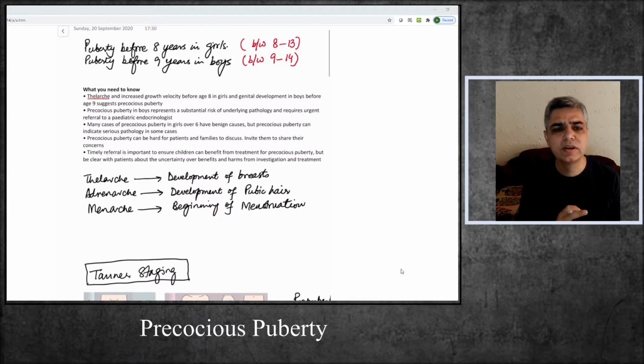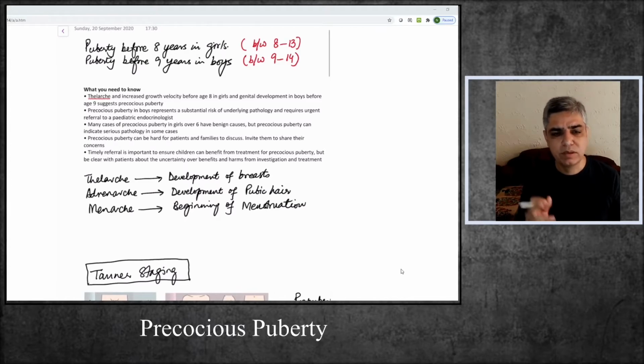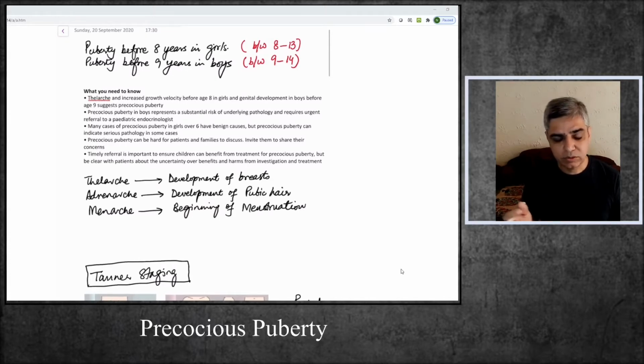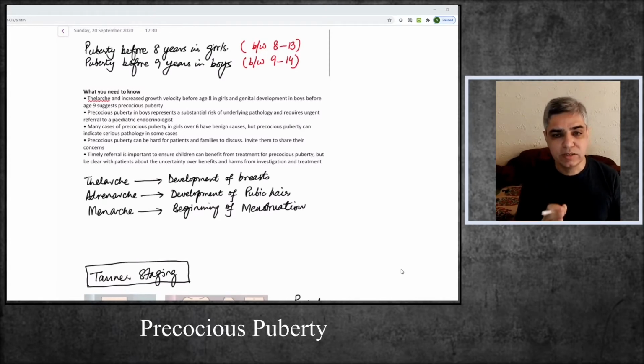It's also very important that you do a timely referral, because time is everything in precocious puberty, and if there is any uncertainty about the development of things, that could be discussed with the endocrinologist. So it is very, very important that these kids are referred in a timely manner.